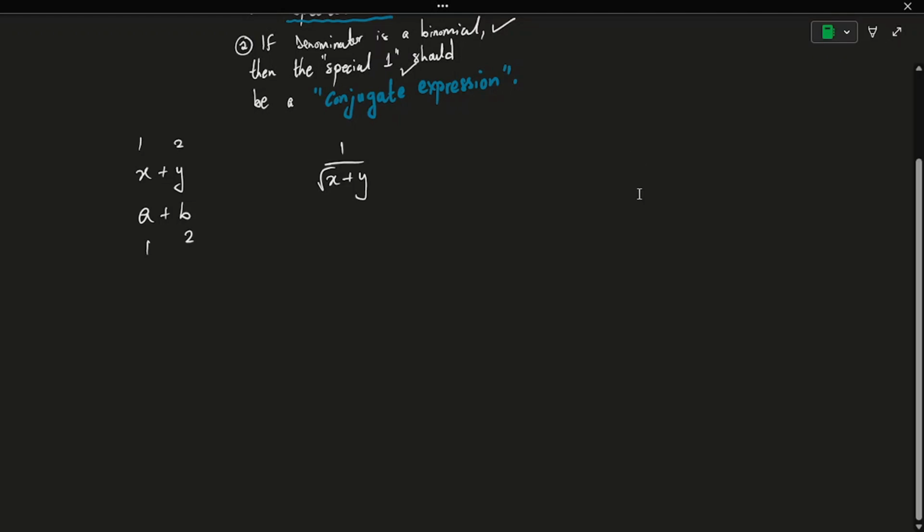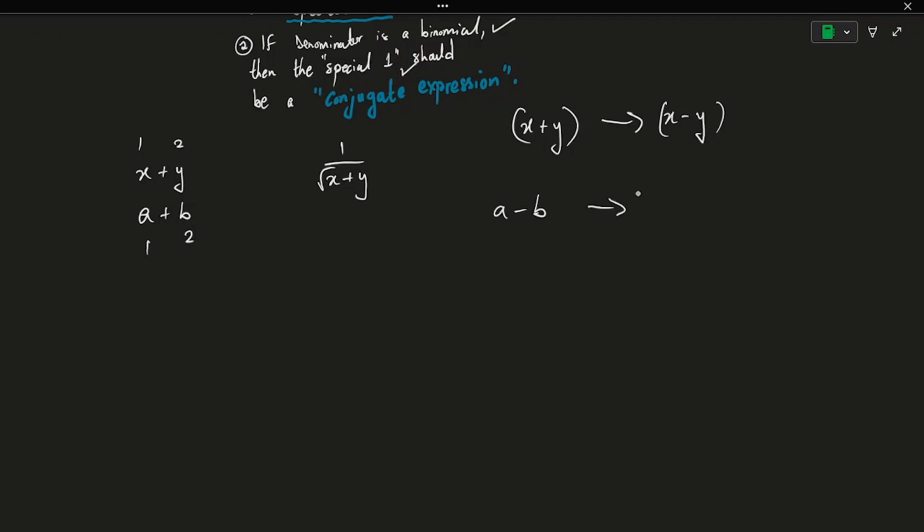A conjugate expression is a binomial expression that has a different arithmetic sign to the original binomial. So what do I mean by that? If you have x plus y, and then you're told to find its conjugate, the conjugate of x plus y is x minus y. This is the original, and then this is the conjugate of the original. So if you have a minus b, the conjugate of a minus b is a plus b. You're just changing the arithmetic sign that exists between the terms of the original expression.